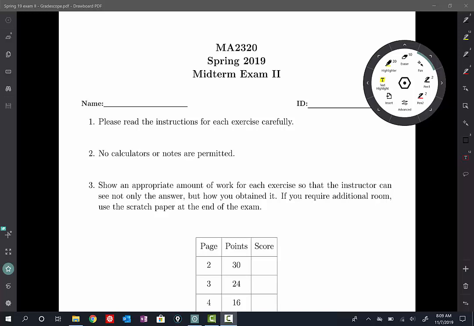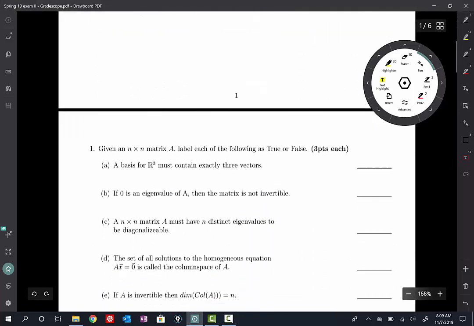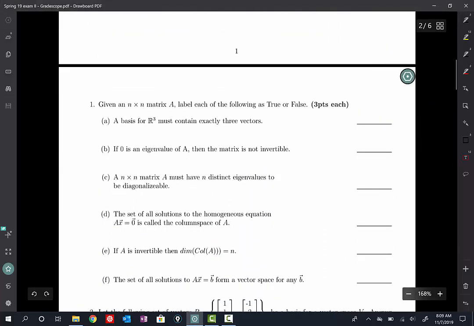This video is going to be a video key of the practice exam for linear algebra MA2320. Alright, we're going to zip down to question number 1. I'm just going to talk through as I work through the exam.